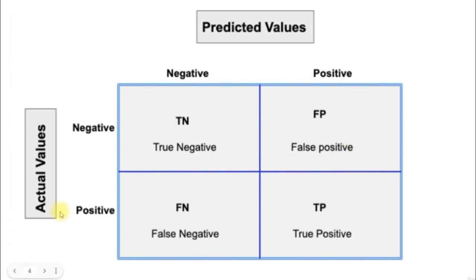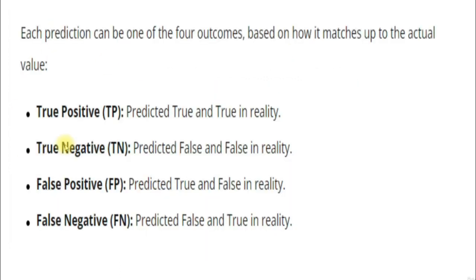In this cell we have positive and negative. So our model predicted it to be negative, but actually it was positive. So this is again a false prediction, that is false negative. And over here we have a true positive. The model predicted it to be positive and actually it was also positive. So this is a correct prediction, true positive. So: true negative, false positive, false negative, true positive. Over here we have values that are predicted by the model, and here we have the actual values. So this is the terminology.